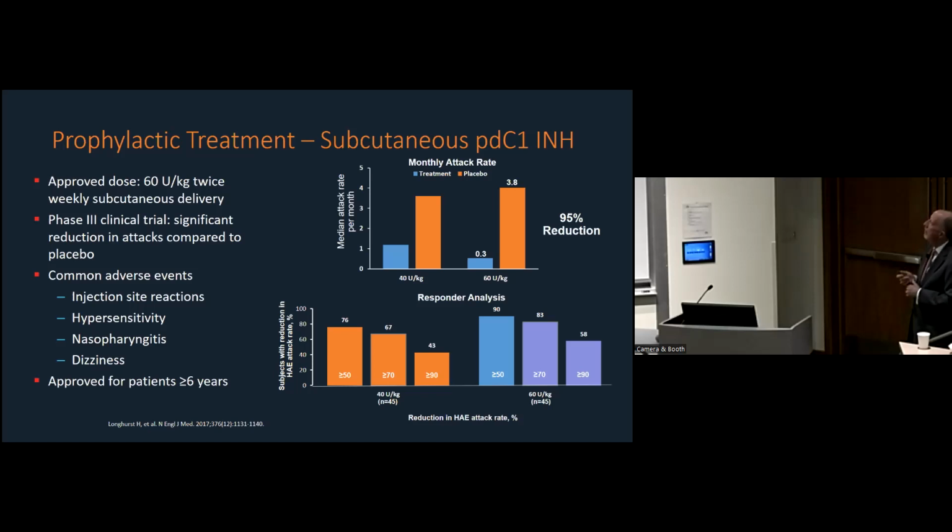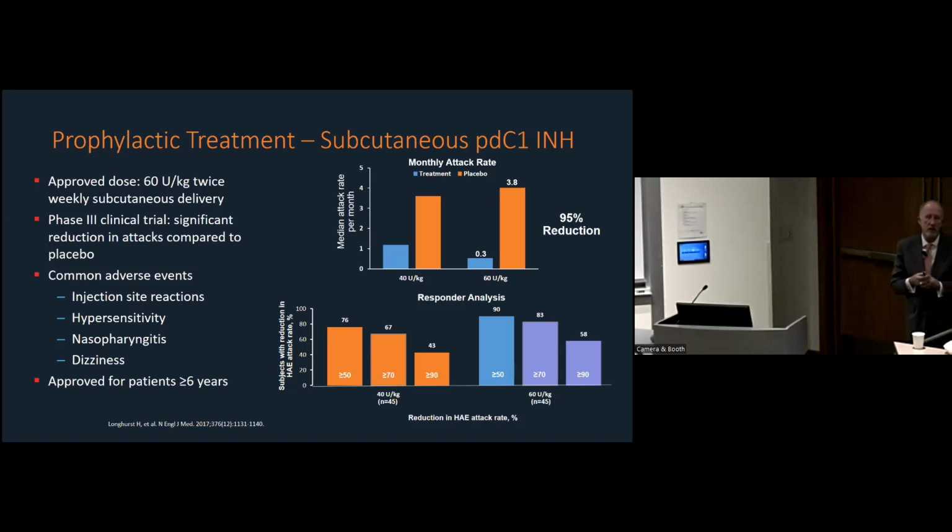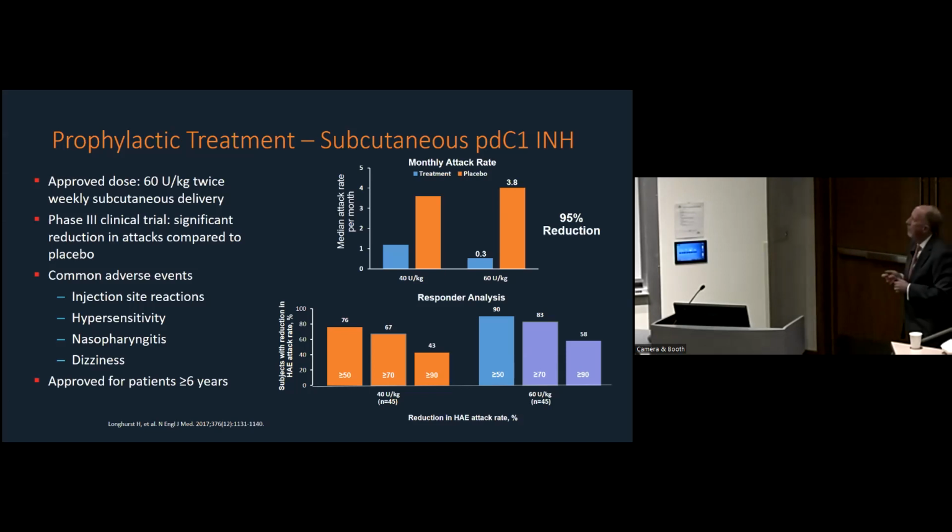And we found that at a dose of 60 units per kilogram twice weekly, we could achieve a 95% reduction in attack frequency. Basically taking people who were having 3 to 4 attacks a month to maybe 1 attack a year. Safe from an adverse event standpoint, again, approved and usable in individuals age 6 and above. And you can see that, again, the results were quite nice with that.